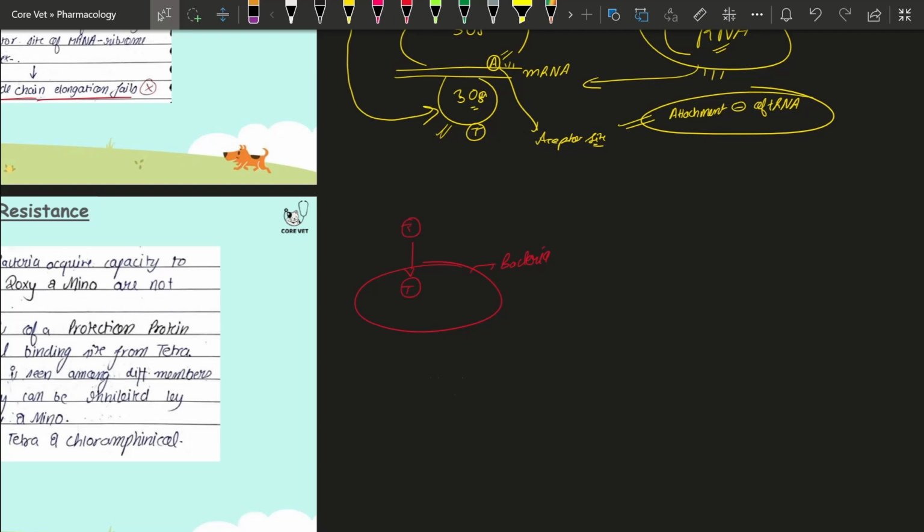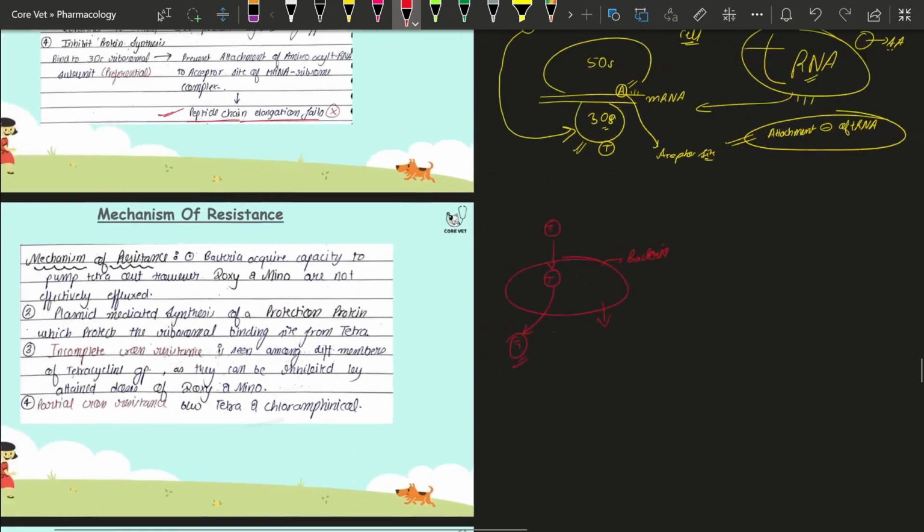So what a bacteria can perform is that it can pump out the tetracycline. It will pump out the tetracycline outside the bacterial cell to have a happy life, because the bacteria want a stable life, like all of us want, right? So to acquire resistance towards the tetracycline, a bacteria could pump the tetracycline out of its cellular structure. So that's one way of attaining a mechanism of resistance.